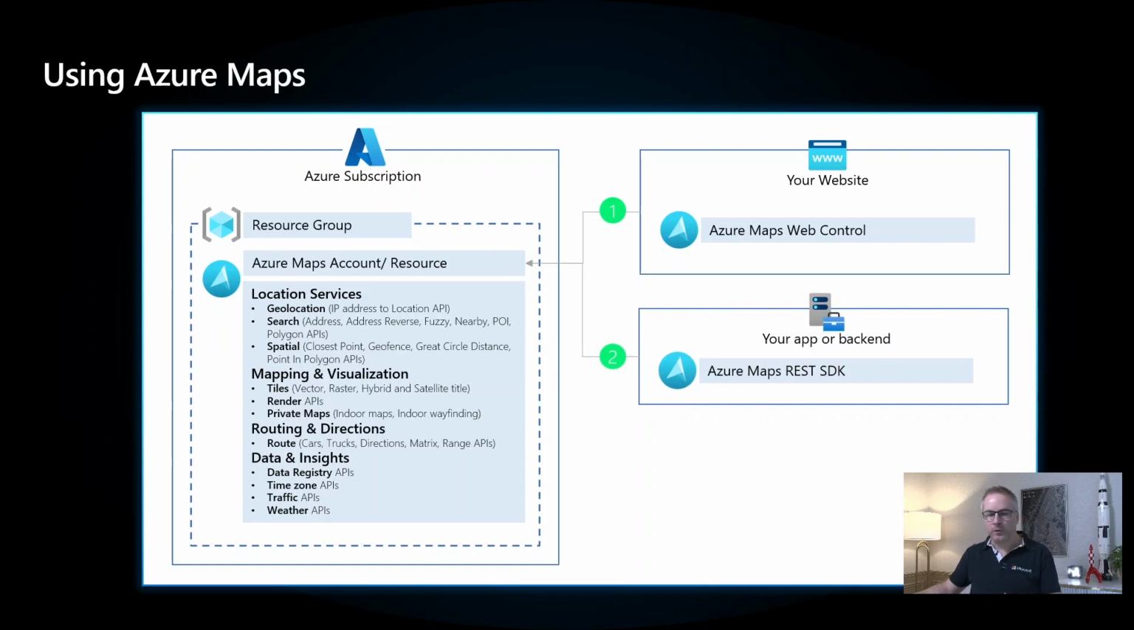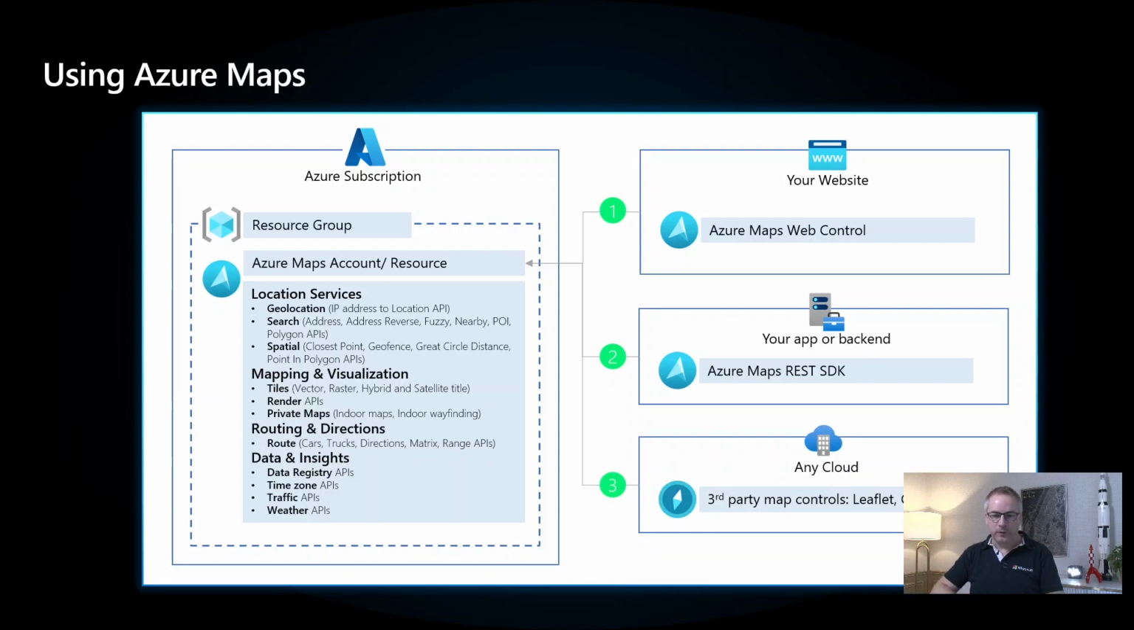For example, if you want to do some geocoding, transforming an address to a location, then you can use the REST SDKs for .NET, Java, Python and TypeScript, or you can hardcore program it yourself if you want to do that. And the third option is to use a third-party map control, for example, Leaflet, and it can also be connected to Azure Maps. So there are three options to consume and use Azure Maps in your applications. So let's go to my desktop and try to create a new resource.